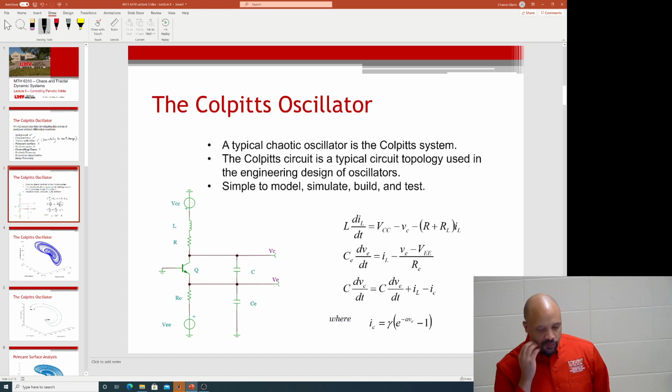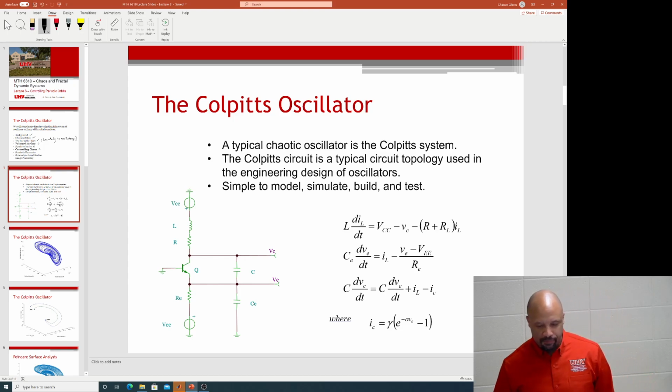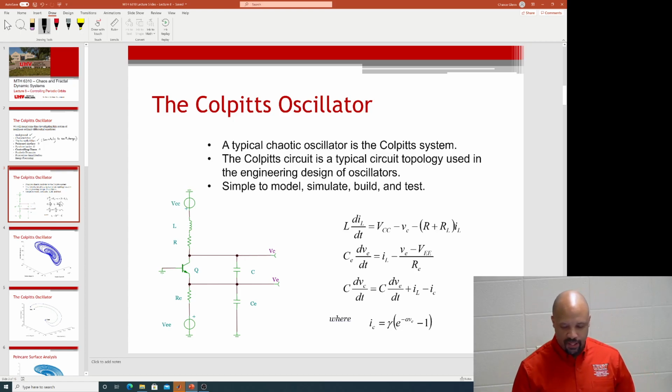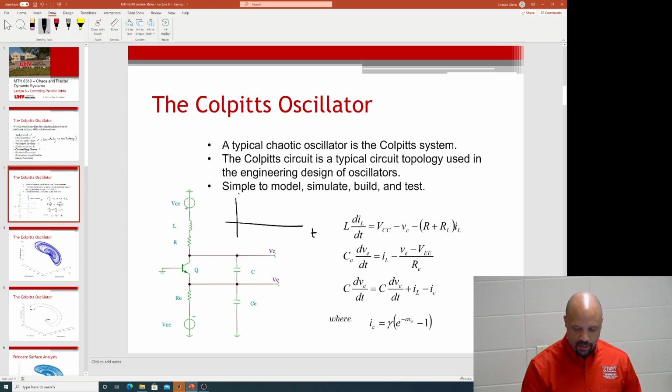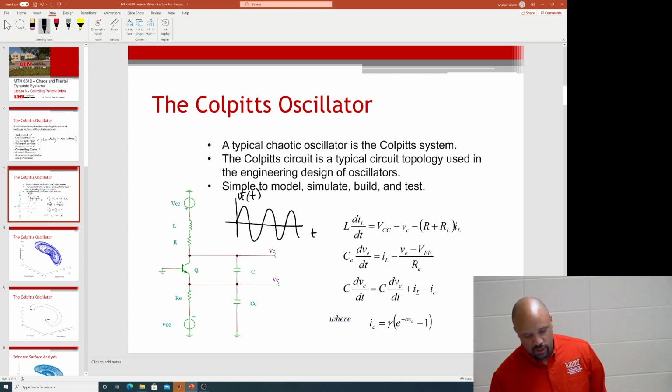Now, as you remember, this is the Colpitt's oscillator circuit. And what the designers of this circuit would hope to get, as we look at time and let's just say Vc of t, is a nice pure sinusoidal oscillation of a single frequency, which could then be used to do other things.